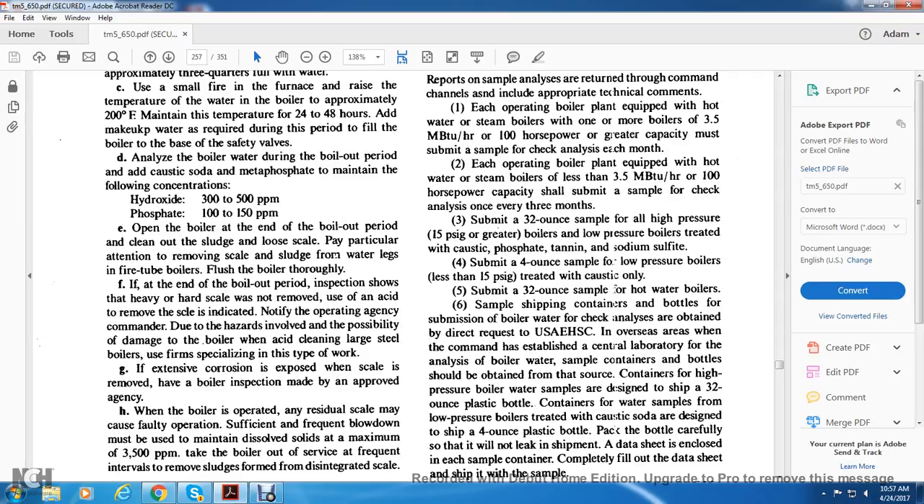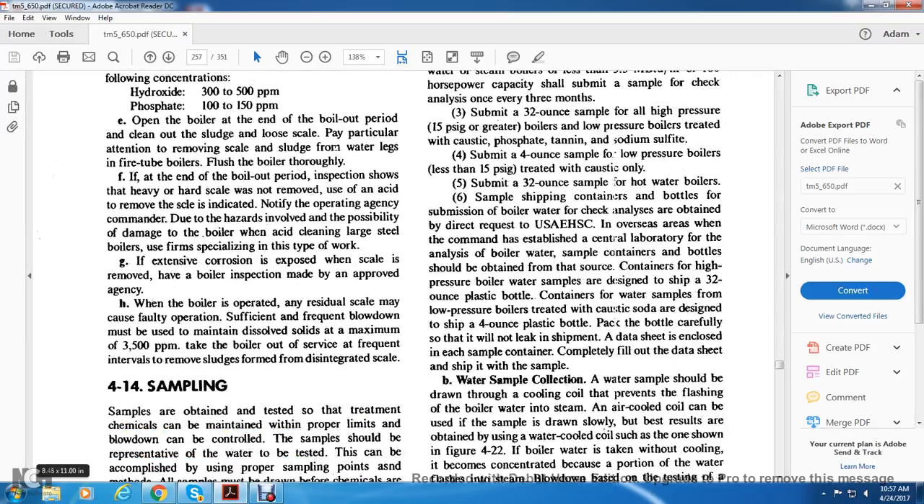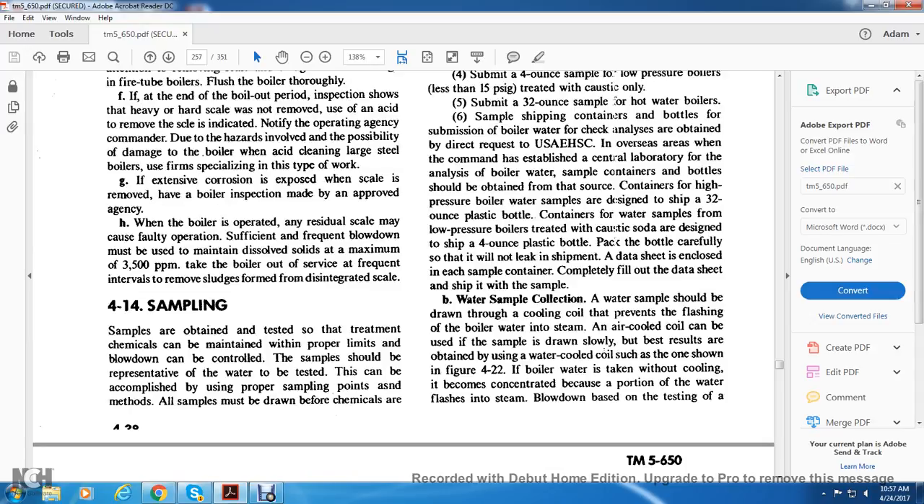If extensive corrosion is exposed when the scale is removed, the boiler inspector may make an appropriate report to the agency. When the boiler is operated with residual scale because of faulty operation, sufficiently frequent blowdown must be used to maintain the dissolved solids with a maximum of 350 and 3,500 parts per million. Take the boiler off the line at frequent intervals and remove sludge from the integrated scale.